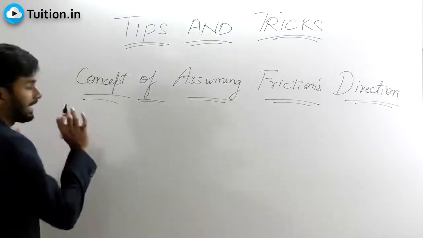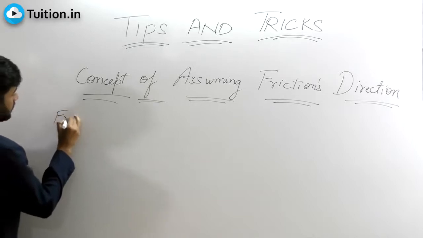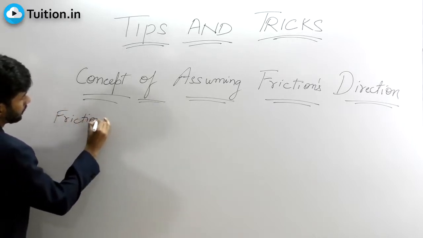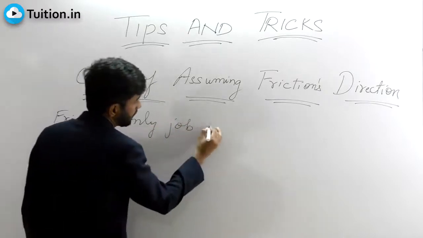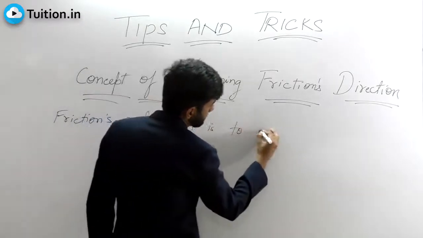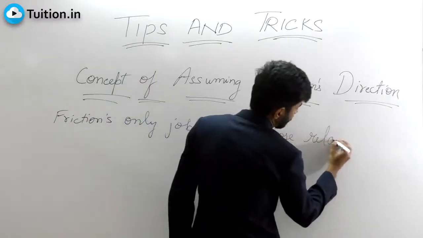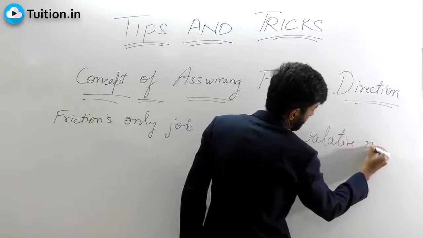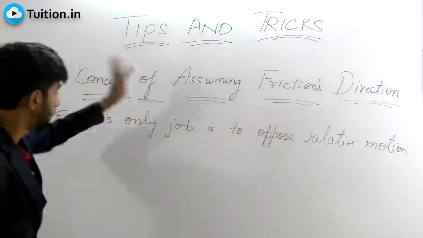So the underlying concept here is you keep this one line in mind. Friction's only job is to oppose relative motion. So the reason why friction acts is to oppose relative motion.